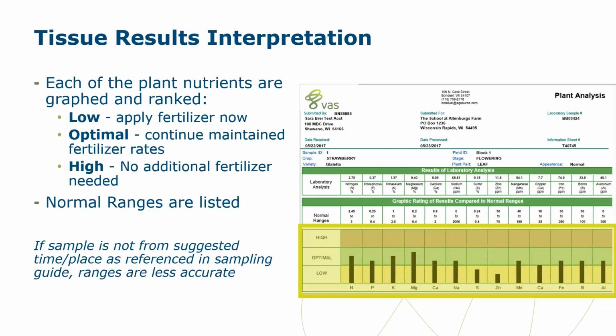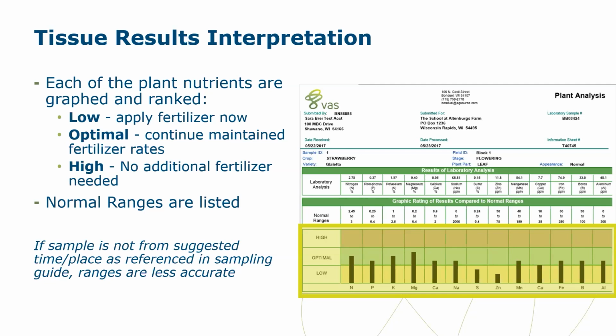The top portion of the report has the sample information and laboratory information. The middle represents your actual lab analysis for each nutrient, as well as the normal ranges. The bottom of the report graphs each nutrient and then ranks it as low, optimal, or high, seen in the highlighted area on the bottom of the slide.